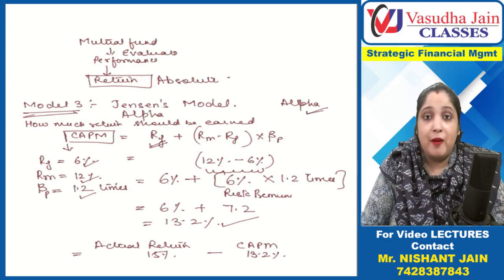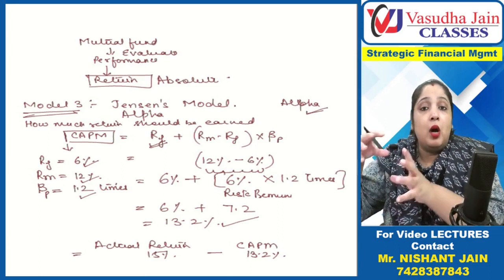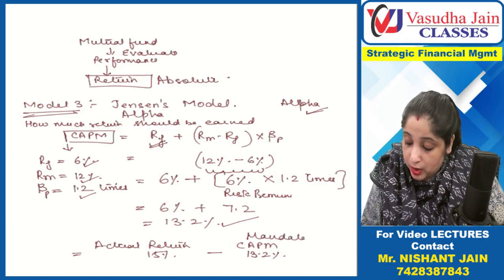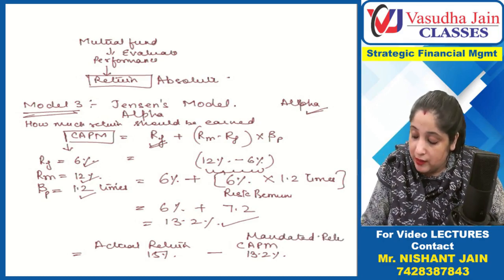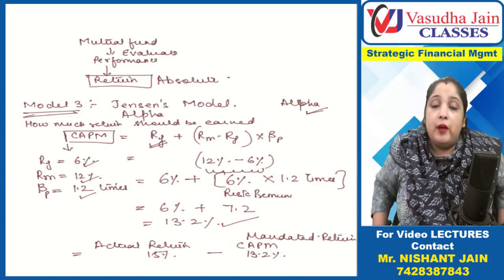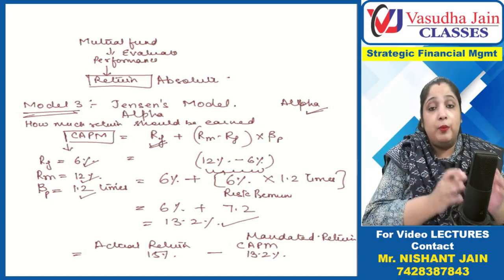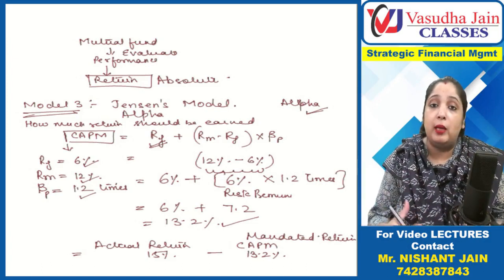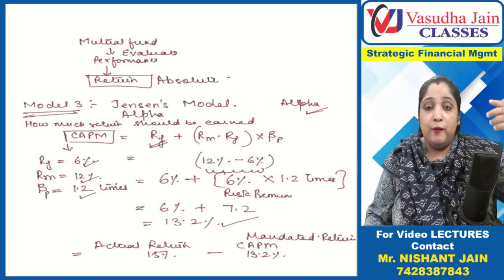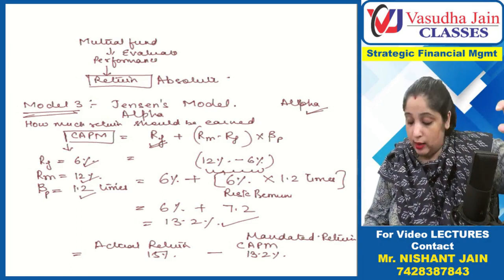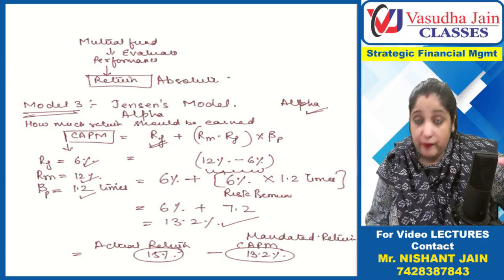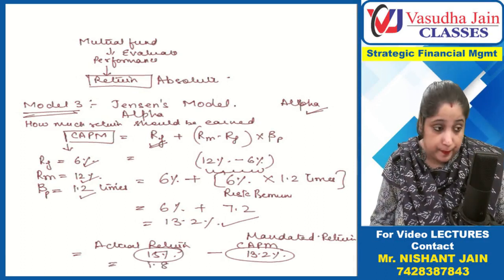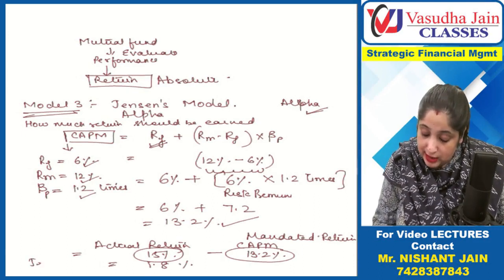Remember what alpha was? Alpha means the excess return you earn over and above the mandated return of CAPM. All these words we have learned. So if you are earning excess return beyond the mandated return of CAPM, that means you are a happy person. Even if you compare your portfolio with the stock market, this is what you should get, and you are getting 15%. So you are getting excess return, which comes out to be 1.8%. This is called Jensen's alpha.